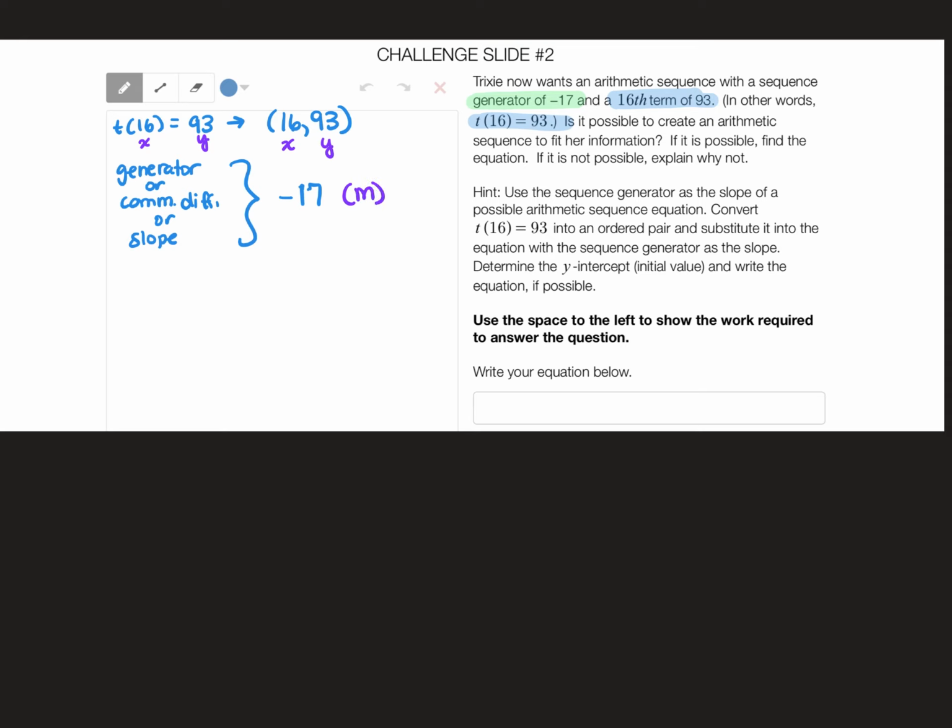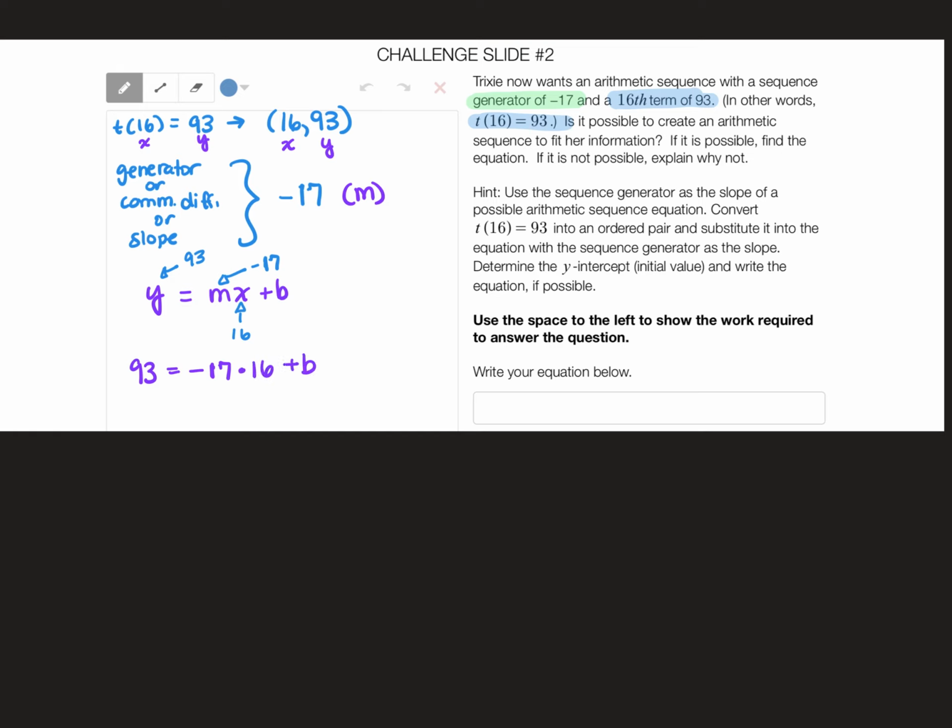So if we look at our equation, T of n equals mx plus b, now we can plug some things in. I know what m is. M is -17. And I know what x and y are. I'm going to use y here just to make it a little bit easier to plug into. So I have y is 93, and I have x is 16. So if I write all of that out, I'm going to have 93 equals -17 times 16 plus b.